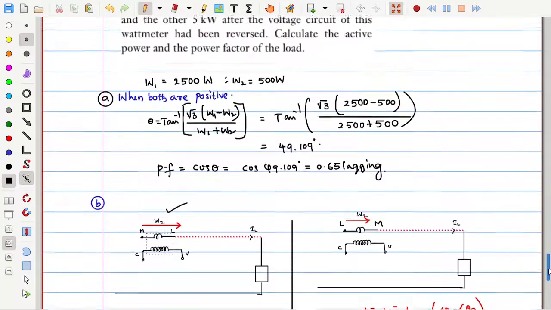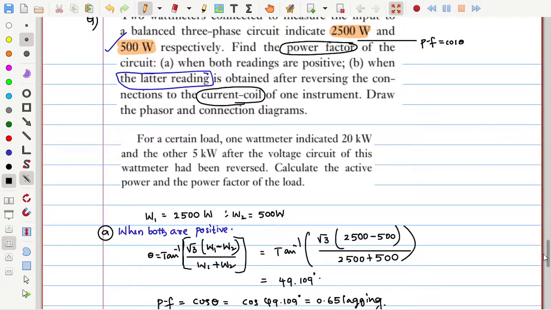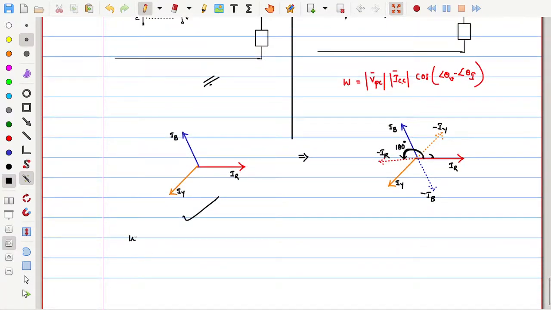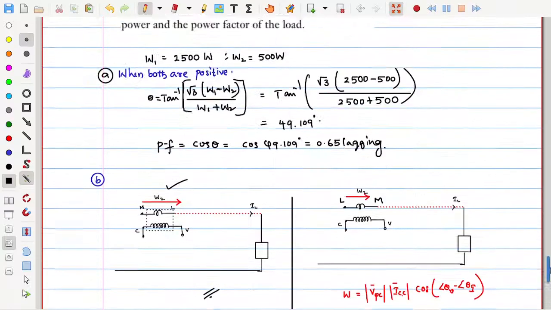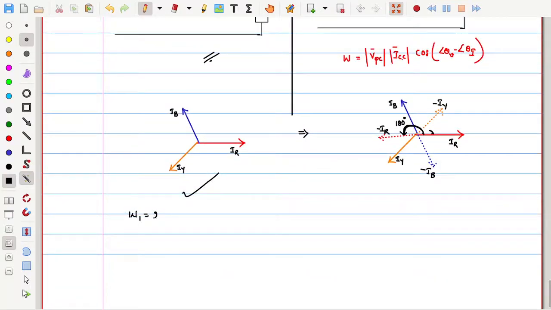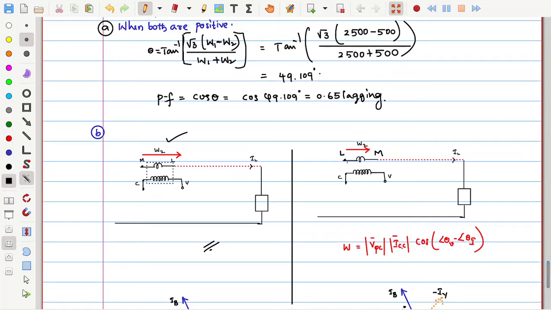So the ultimate point out of this is that in case B, the latter reading is obtained after reversing the current coil, which means it is the negative reading. In case A, when both are positive, no issue. But in case B, W1 is the same reading, no change in that. How much is that? 2500? Yes, sir. But W2 is minus 500. Why? Because we got this value after reversing the current coil direction. Whenever we reverse the current coil connection, definitely that shows the negative. Clear?